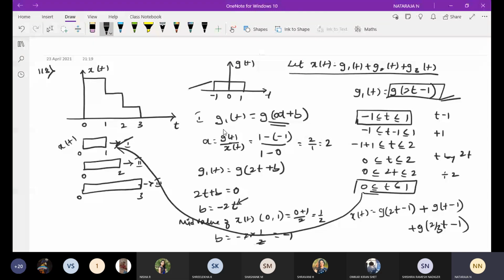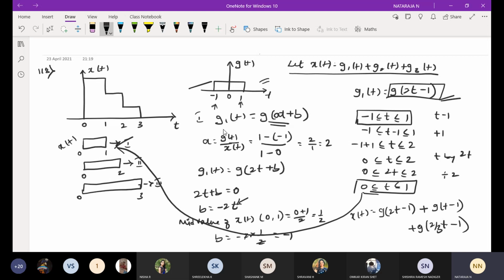How to find the a value? A is equal to, we have a standard equation, g of t by x of t. In the g of t, this is my g of t. In that I need to take the upper limit minus the lower limit. The upper limit will be 1, the lower limit will be minus 1. Upper limit minus lower limit, 1 minus of minus 1, you will get 2. Then x of t.